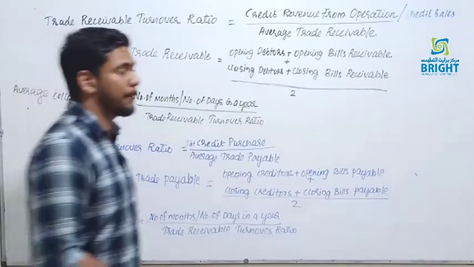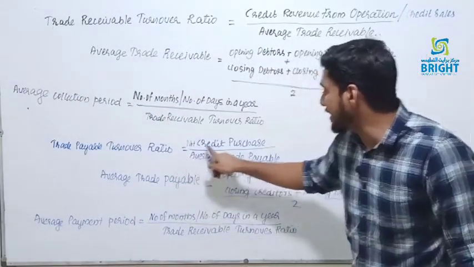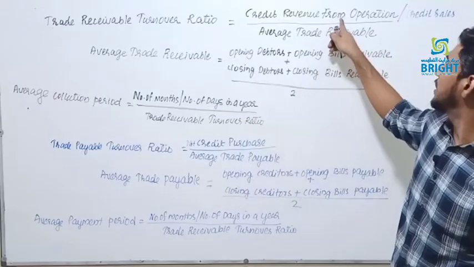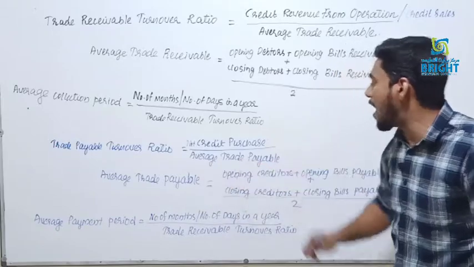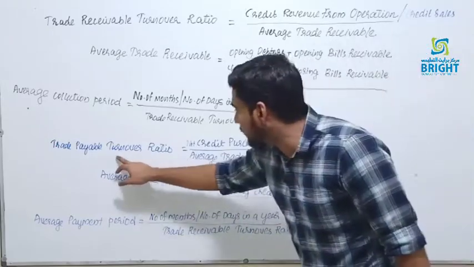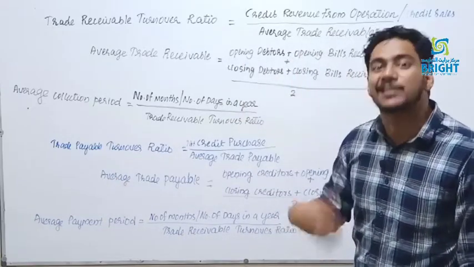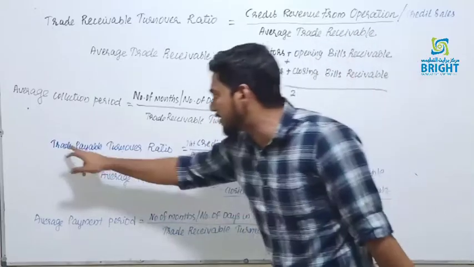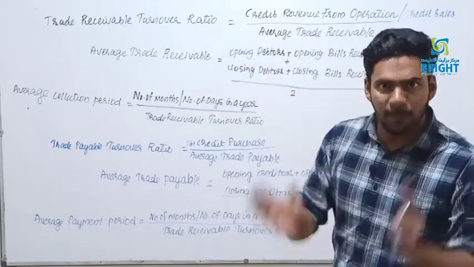In trade payable turnover ratio, the formula is net credit purchase, here you are using credit sales, here net credit purchase divided by average trade payable. What is average trade payable? I told you trade payable consists of bills payable and creditors. Trade payable is equal to bills payable plus creditors.